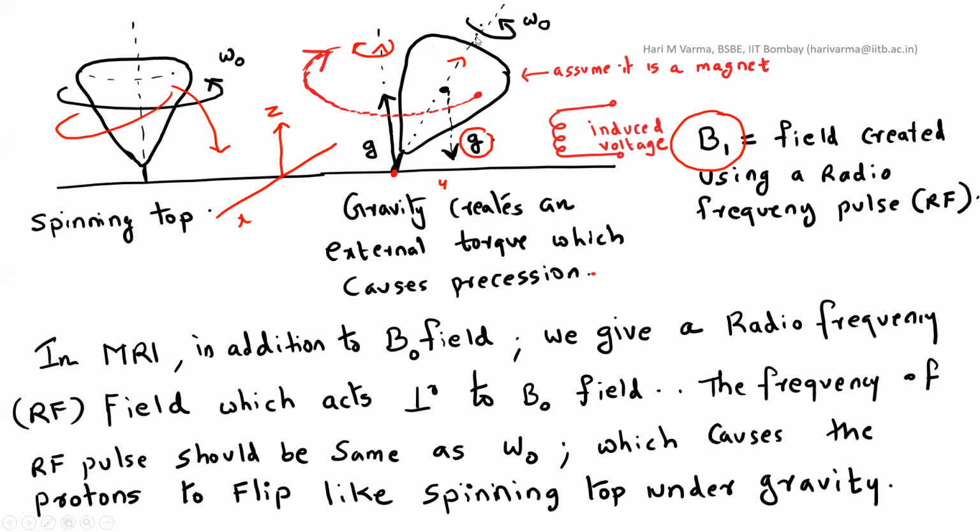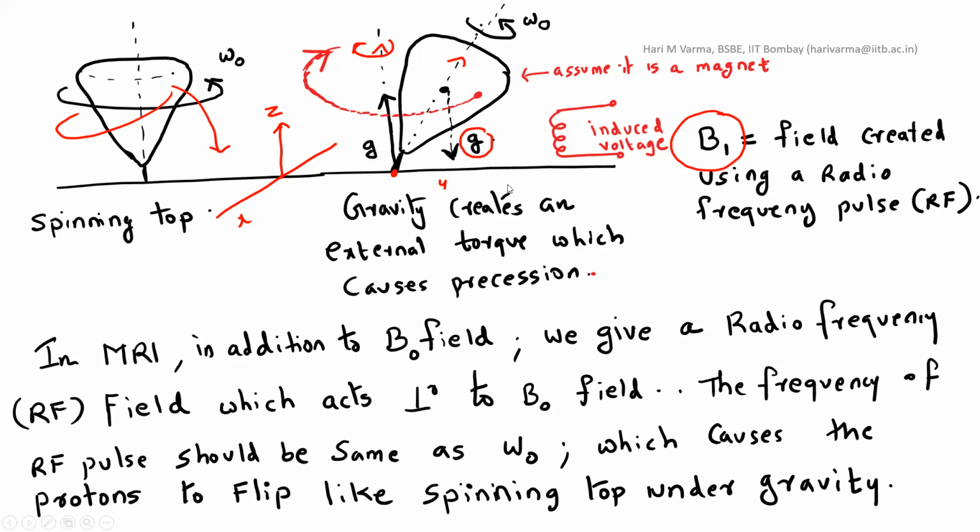Now, suppose this spinning top is made of magnet, and when it is falling because of gravity, I put a coil near the XY plane. Because of this precession, it will induce a voltage in this coil, right? Because of electromagnetic induction, when a magnetic field is changing in a coil, that will induce a voltage. That is the basic principle from field theory. So you will get an induced voltage based on Lenz's law, and that voltage is proportional to the frequency of precession.